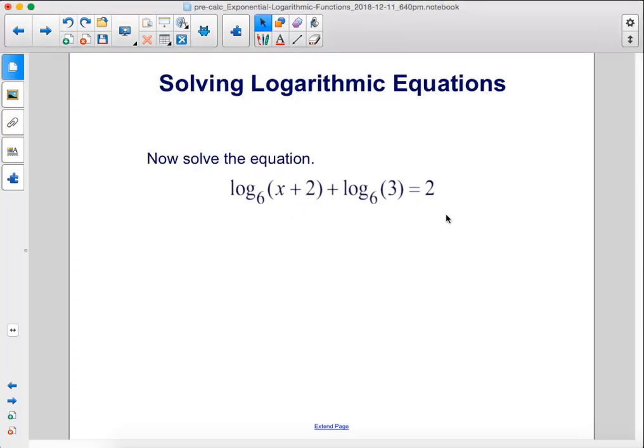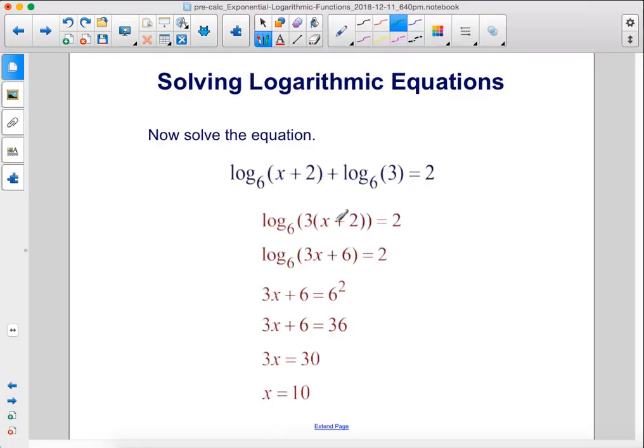Now solve the equation. We have log base 6 of x plus 2 plus log base 6 of 3 equals 2. So first we're going to change these into one term. So they're both log base 6 and they're added together. So we can change this to log base 6 of 3 times x plus 2. We're going to multiply that 3 to the x and the 2, so that becomes 3x plus 6.